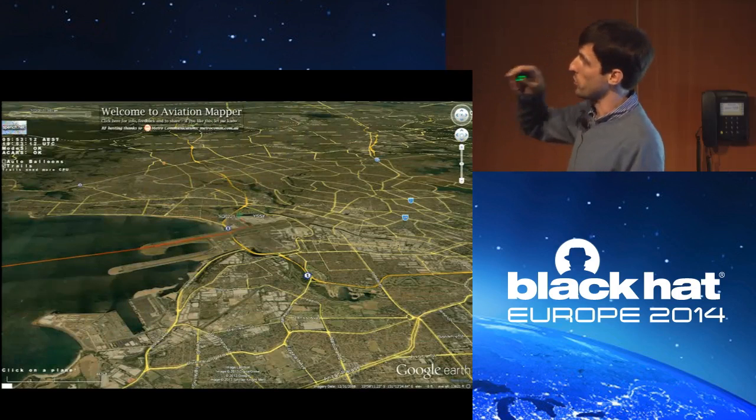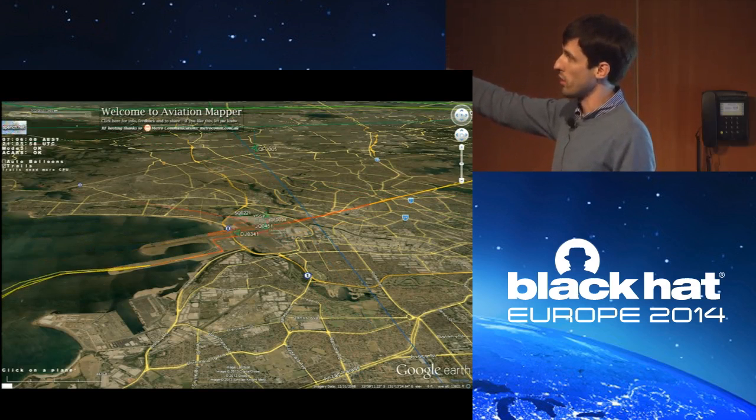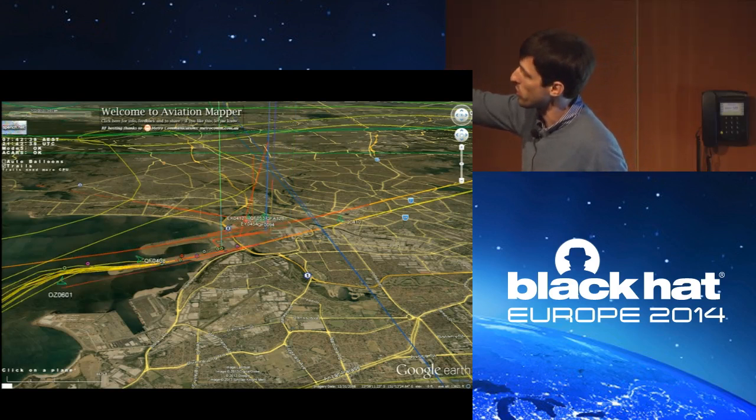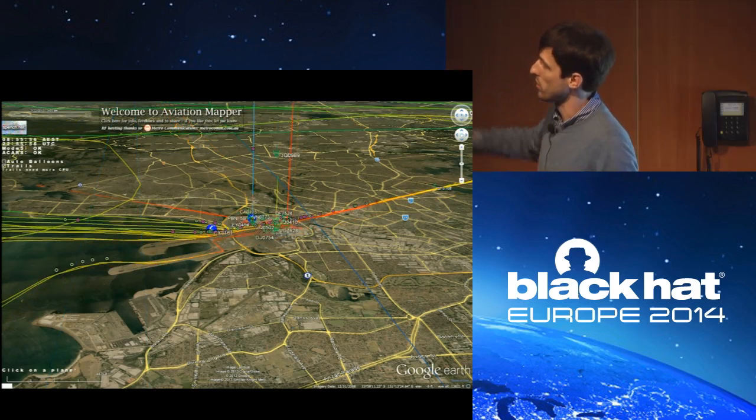This is actually close up now on Sydney Airport. A lot of ACARS messages are sent during takeoff and landing. So you can see there all these little dots will form as planes take off and taxi and so on.